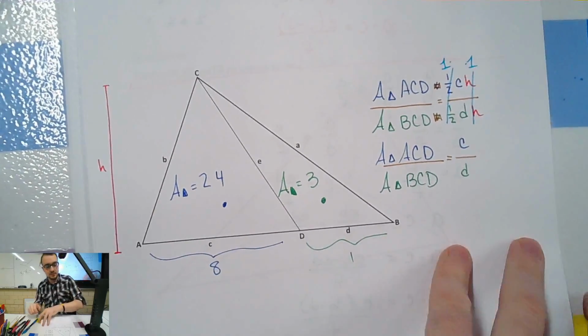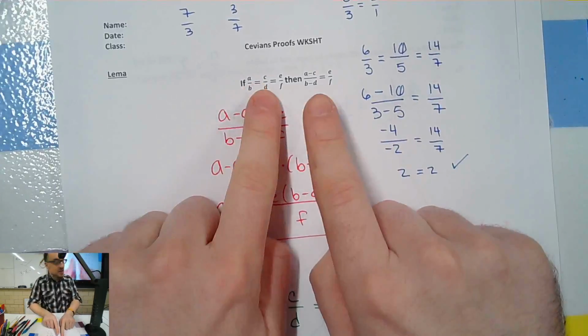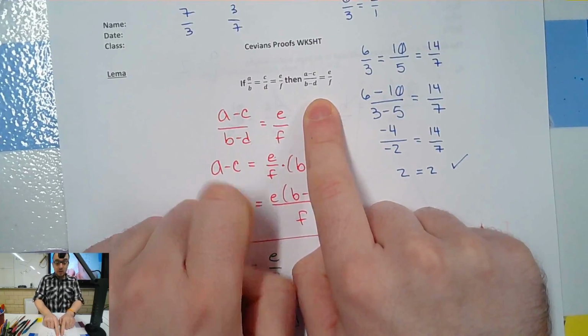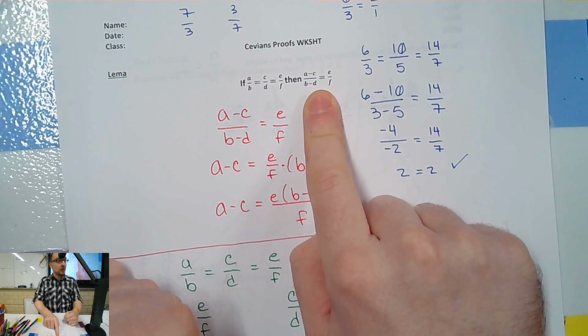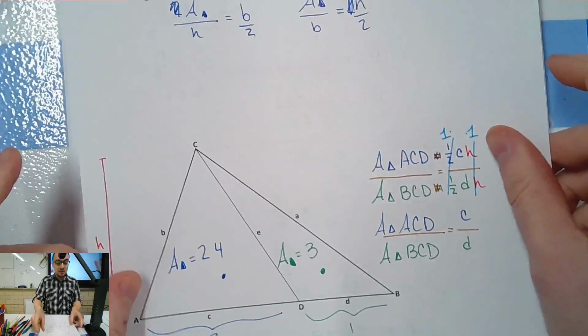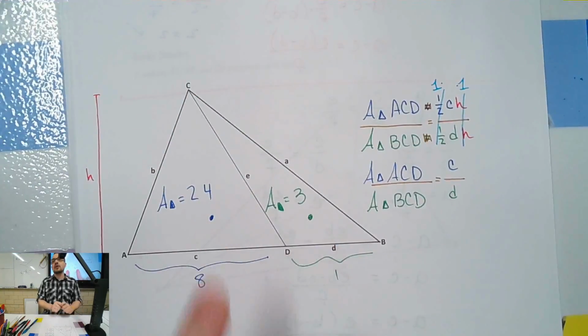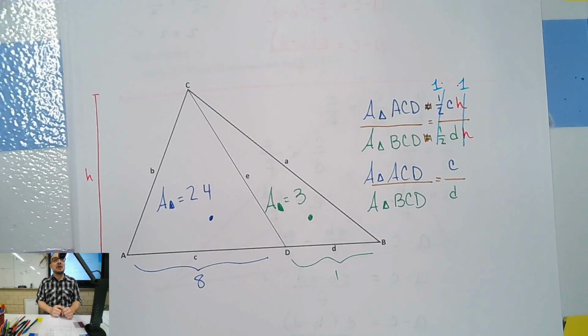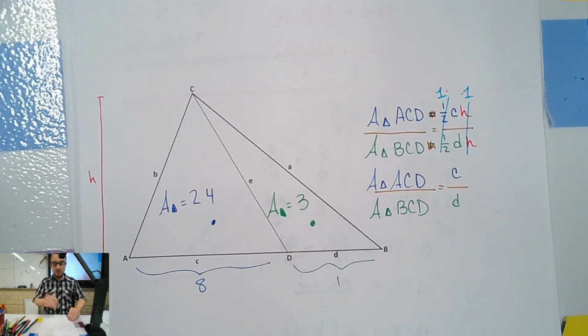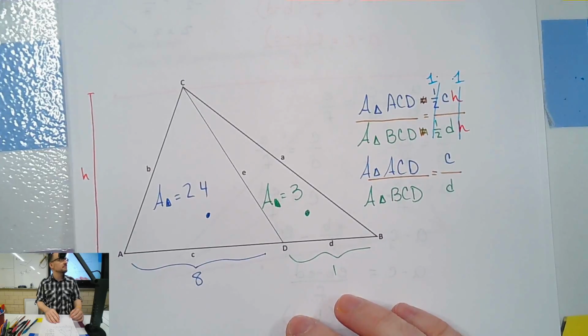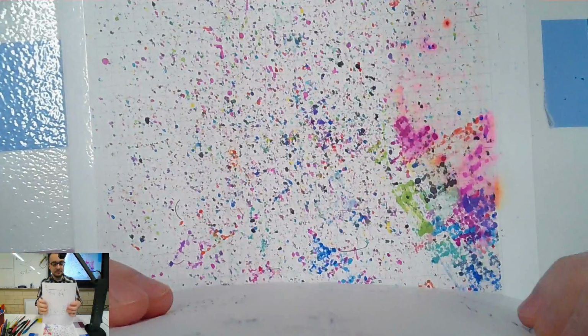So we have two lemmas. Lemma number 1, this means this. You can go from that straight to this, okay? Lemma number 2, if the height is the same, then the bases are proportional to the areas of the triangle. Okay? So that's just given. You cool with that? One more thing we gotta do.